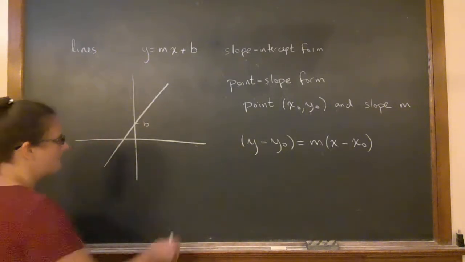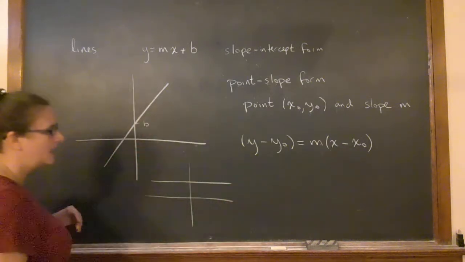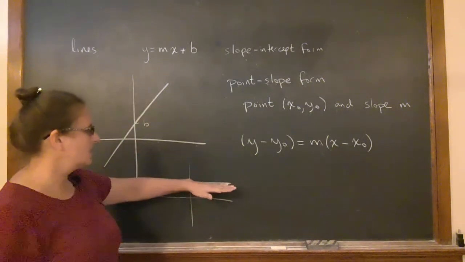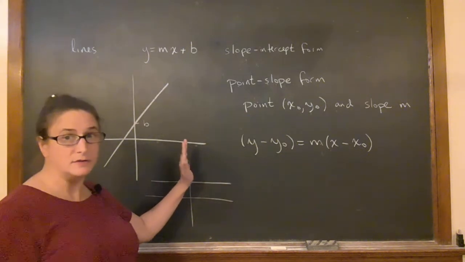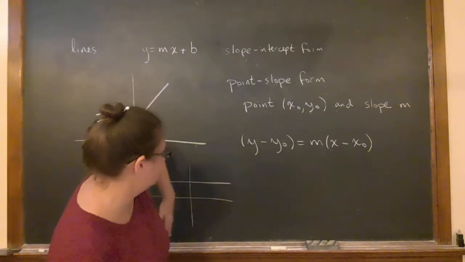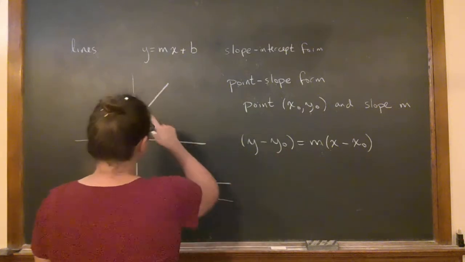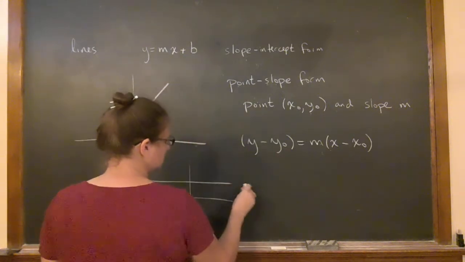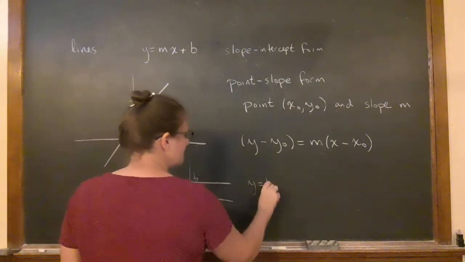Remember, the horizontal line has slope 0. As I move up this way, my slope becomes more positive. If I move down this way, my slope becomes more negative. So this is this guy. This one, of course, is just y equals b.